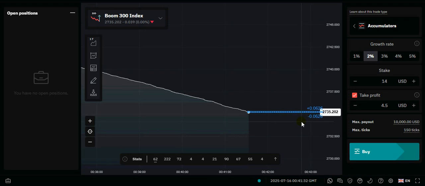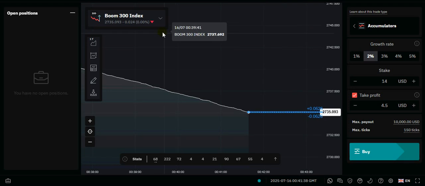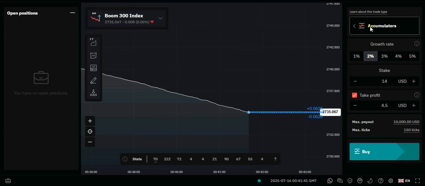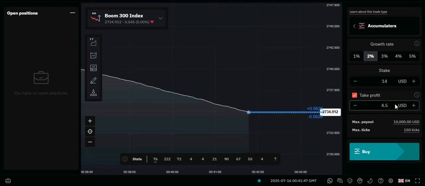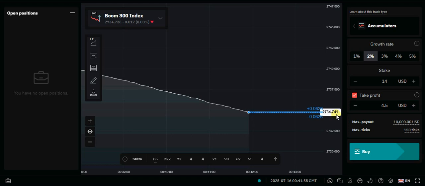So that's how this strategy works. I hope you guys understood. You log into your trading account, go to the Boom 300 Index, go to the trade type accumulator, set this to 2%, set the amount you want to trade. You can start with 2 point something USD or 4 point something, but don't enter a huge stake right here. 4, 5 is okay. Then watch the statistics right there. So that's how the strategy works.